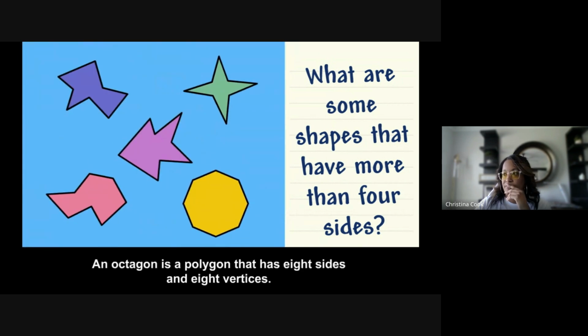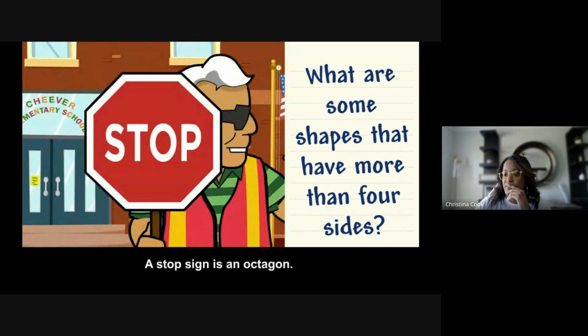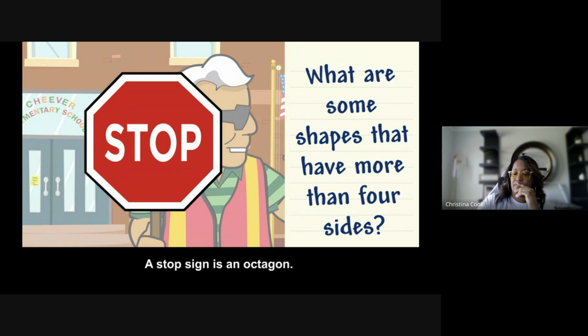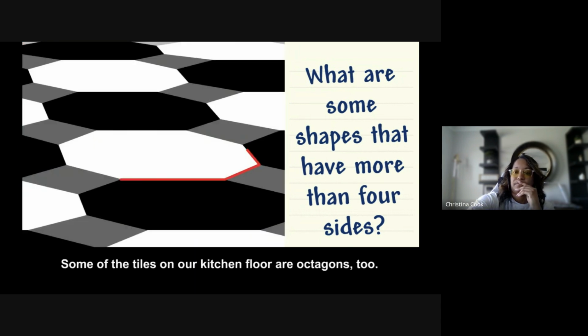An octagon is a polygon that has 8 sides and 8 vertices. A stop sign is an octagon. Some of the tiles on our kitchen floor are octagons too.